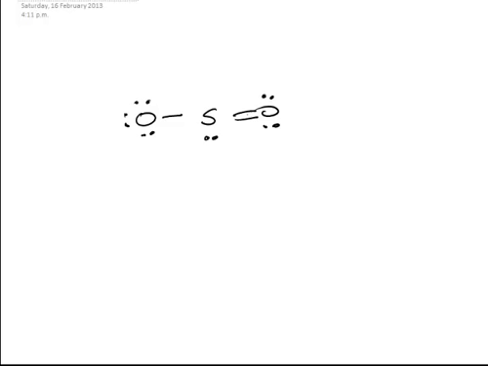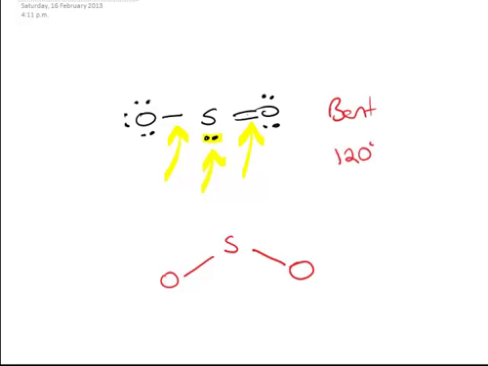Now in this case, we've got 1, 2, 3 regions, but there's a 1 non-bonding pair. That's this pair here around the central atom. So this shape is still bent, but if we're asked to draw the shape, don't show the double bond, we just show it as being bent. Now the bond angle for this is going to be 120 degrees.